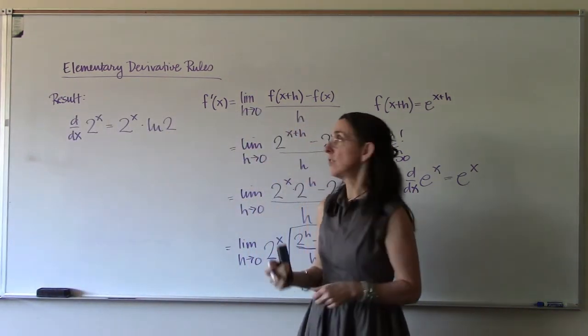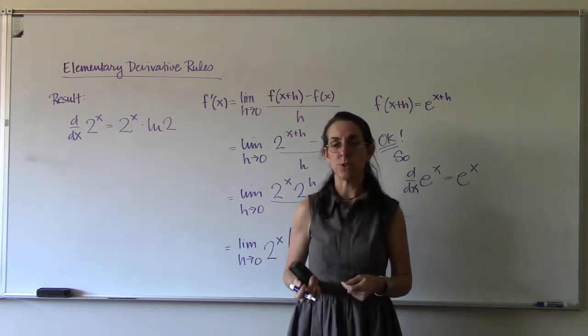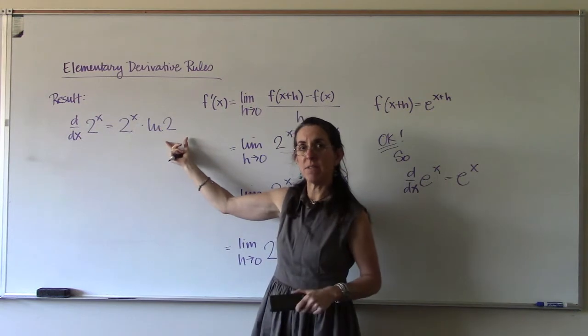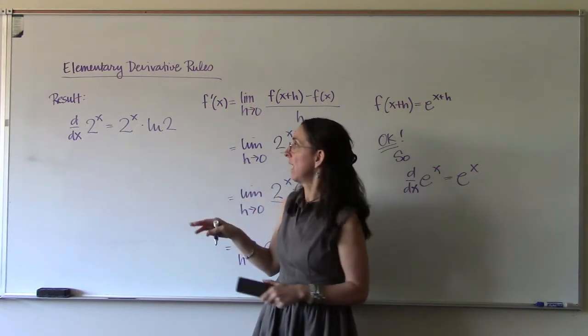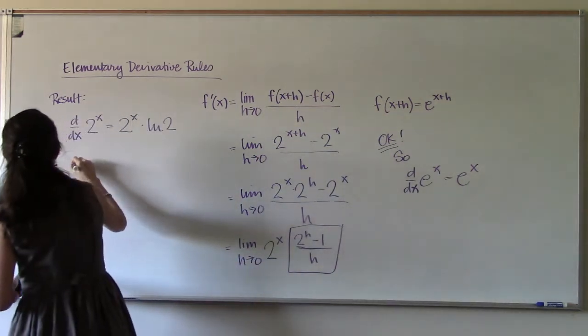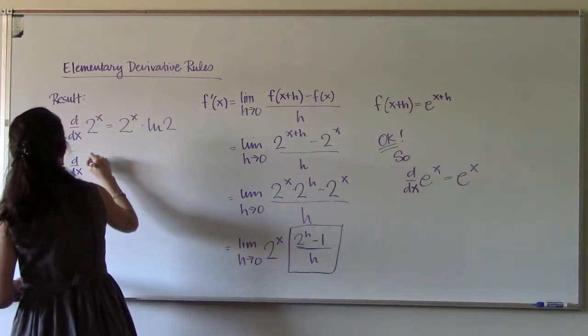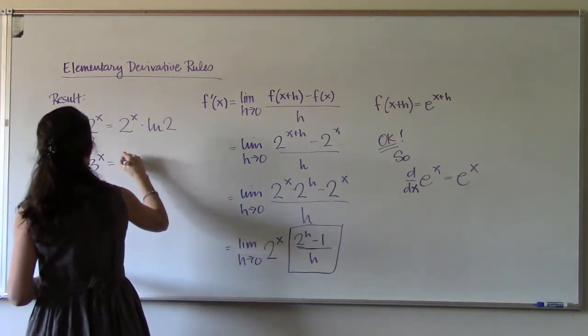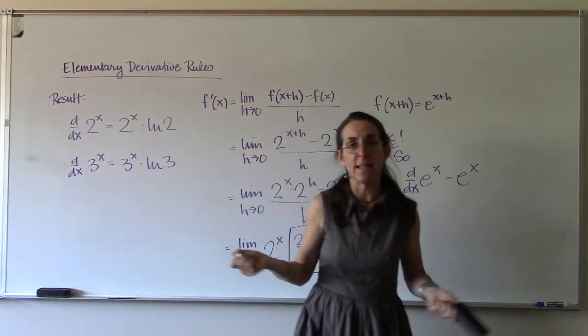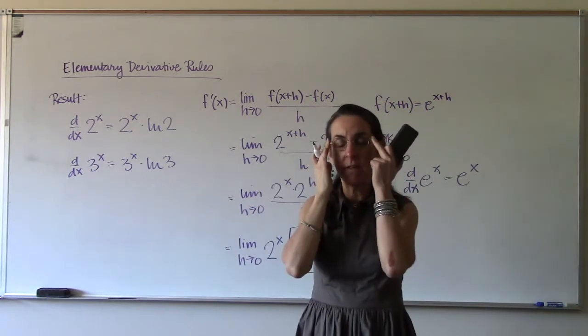The result is that the derivative of 2 to the x is equal to 2 to the x times a constant, and the constant happens to be the log of 2. And it actually always works like this. So the derivative of 3 to the x is 3 to the x times the log of 3.